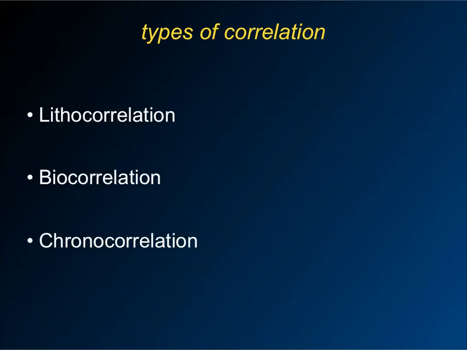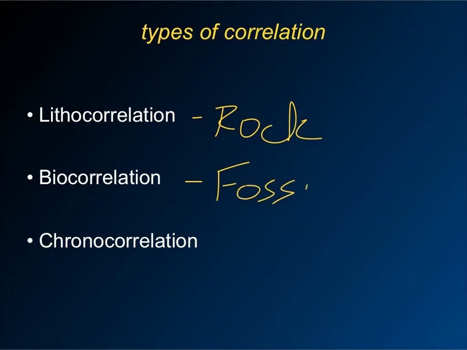So there are three main types of correlation. There is lithocorrelation, which is correlation based on rock type. There is biocorrelation, which is correlation based on fossil assemblages, where you're essentially correlating the environment, which can be related to time as well.